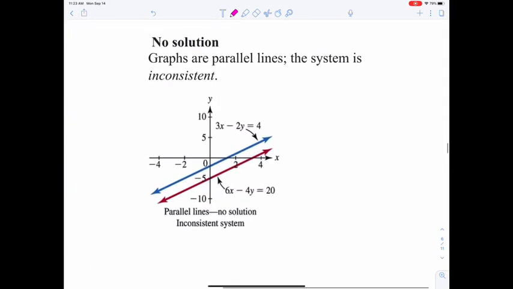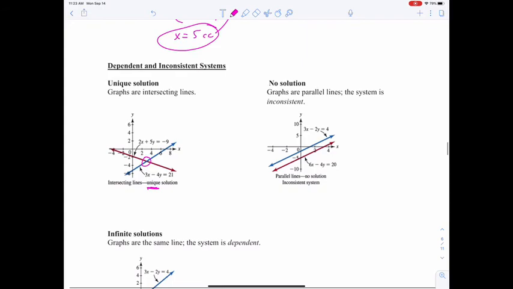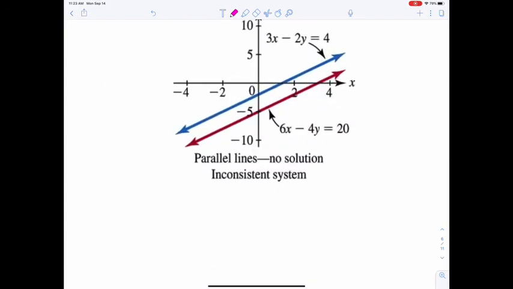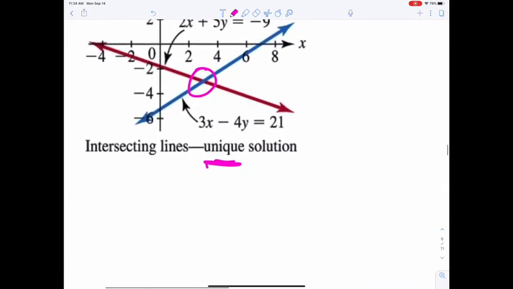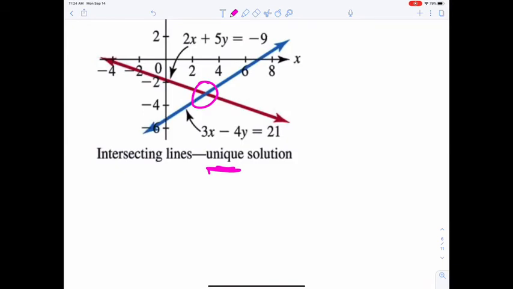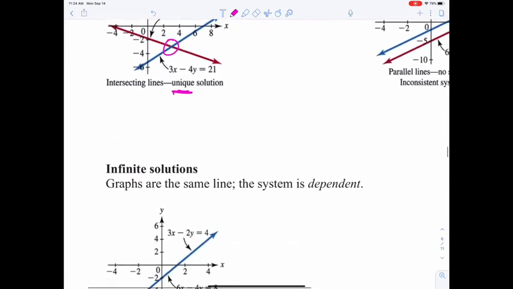You could have it where when you solve these systems of two equations, you get parallel lines. In other words, no solution, an inconsistent system. Okay? You should know these terms. So no solution means inconsistent system. Intersecting lines means unique solution, one solution.